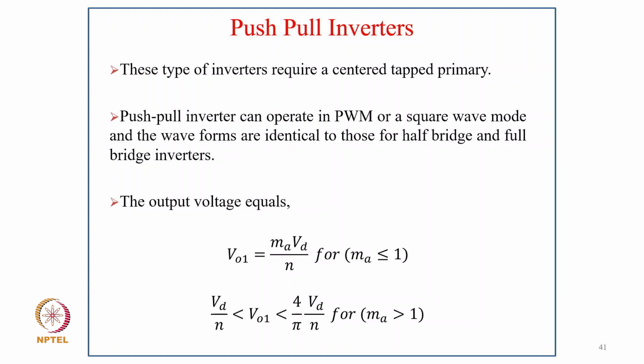These types of inverter require a center tap primary, and the push pull inverter can operate in pulse width modulator or square wave mode, and the waveforms are identical to those of the half bridge and full bridge inverter. The output voltage V01, that is the fundamental, equals m a Vd upon n for m less than 1, and V01 lies between Vd upon n and a higher value for m greater than 1.